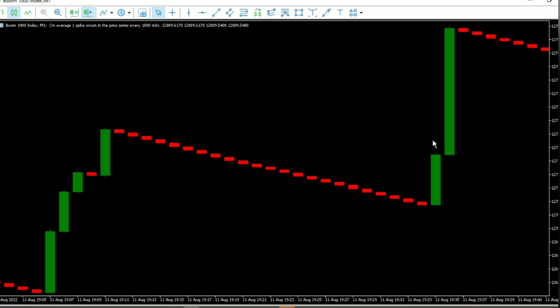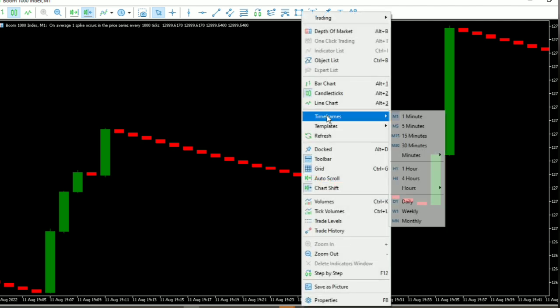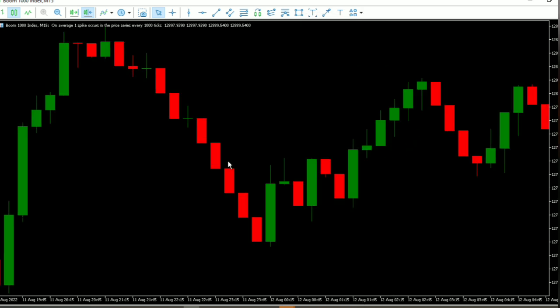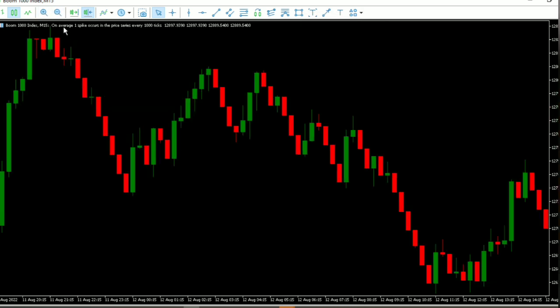So now let me go ahead and show you how to trade boom and crash correctly. To trade boom and crash correctly, what you want to do is go to a higher time frame, for example, the 15-minute time frame. So this is boom 1000.